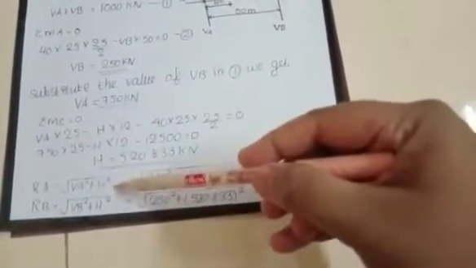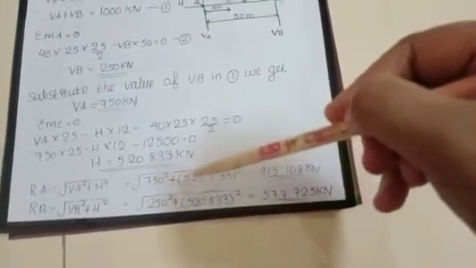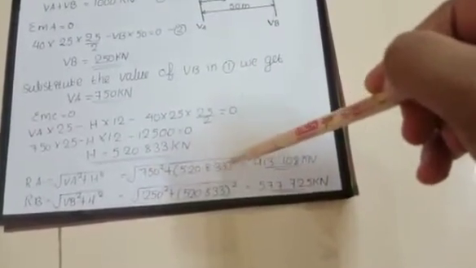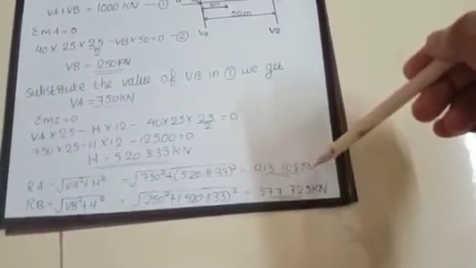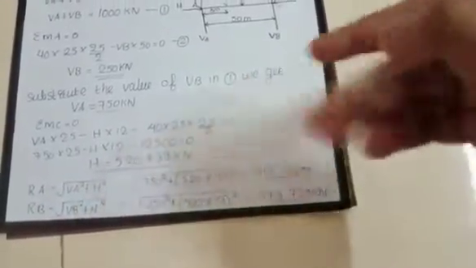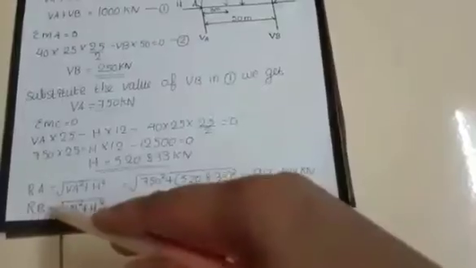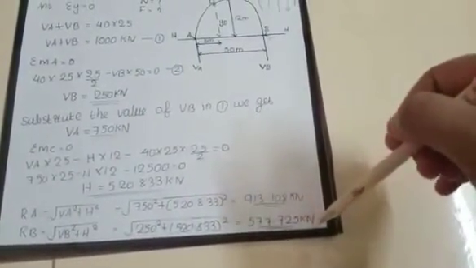That is RA equal to root of VA square plus H square. That is root of 715 square plus 520.833 square. We get value of RA is equal to 930.108 kN and RB equal to root of VB square plus H square. Then we get value of RB equal to 577.725 kN.